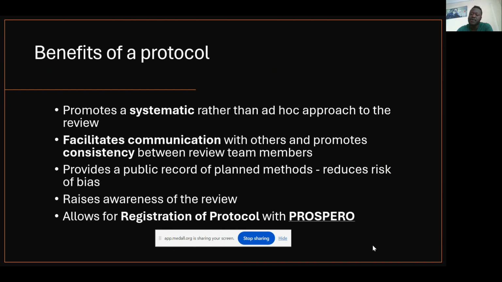It also provides a public record of what your planned methods are. So essentially, it reduces the risk of bias. You can't go into a study with a protocol written and halfway through just completely change your methodology to get the results you want. And in general, if you choose to register your protocol, which you can on places like PROSPERO, before you actually finish the study or the systematic review, it raises awareness that your study exists. And in most cases, once you're submitting your systematic review, you can then refer back to the protocol you originally submitted.